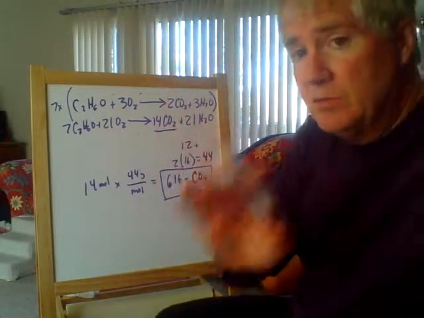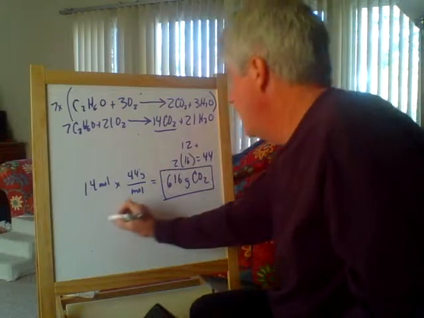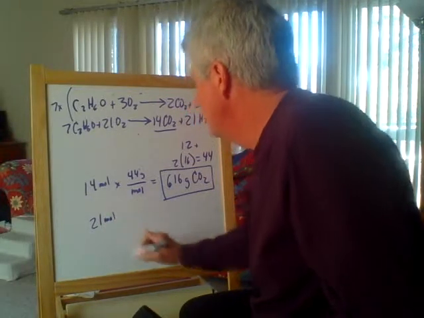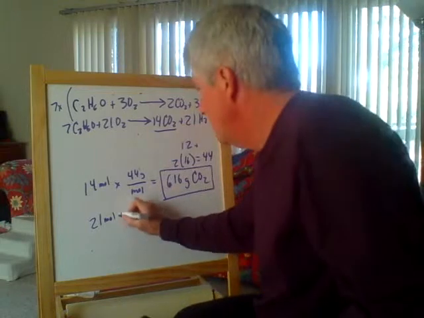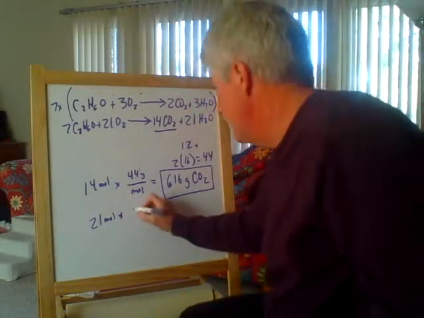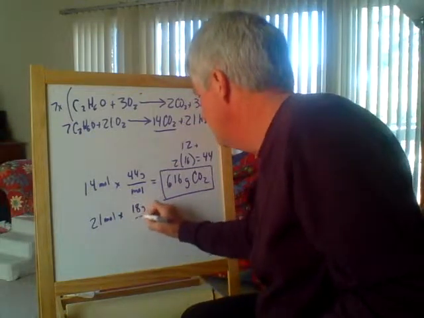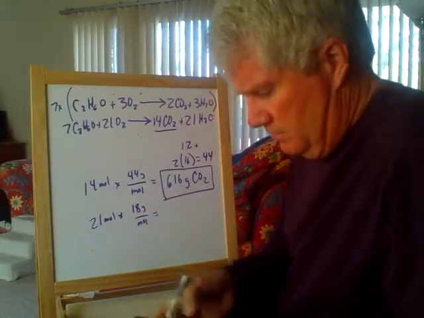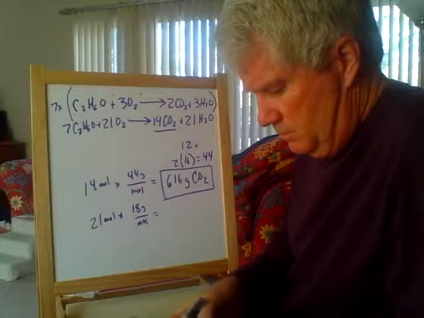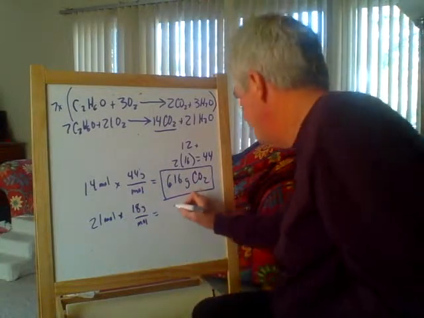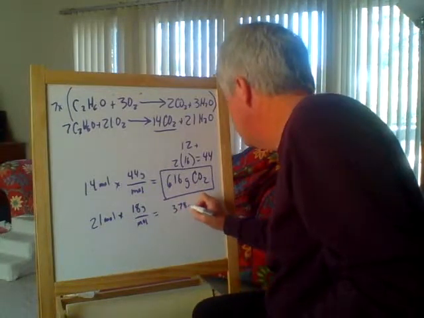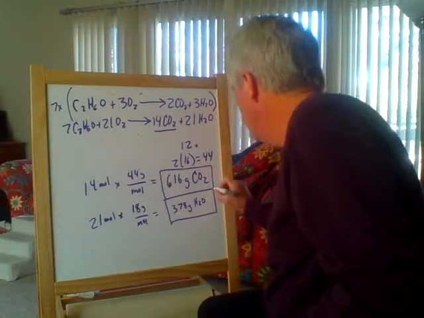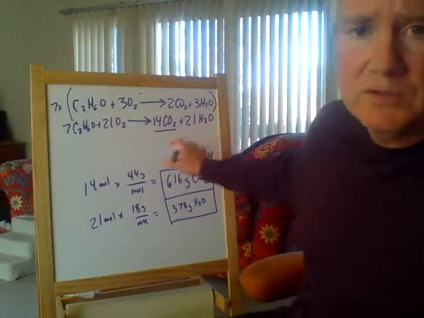How much water is produced? Well, first of all, that's a trickier one, because we can calculate how much water is produced by the chemical reaction. It's 21 moles of water times the molar mass of water, which is 18. If you multiply this out, you get 378 grams of water that's produced by the chemical reaction.